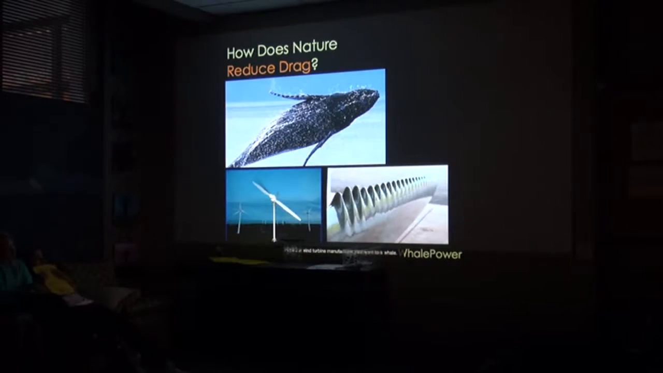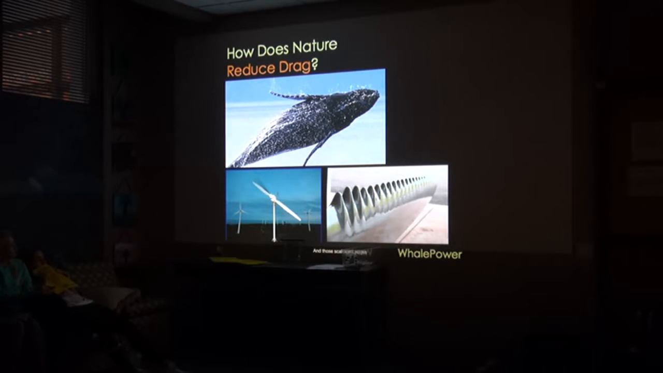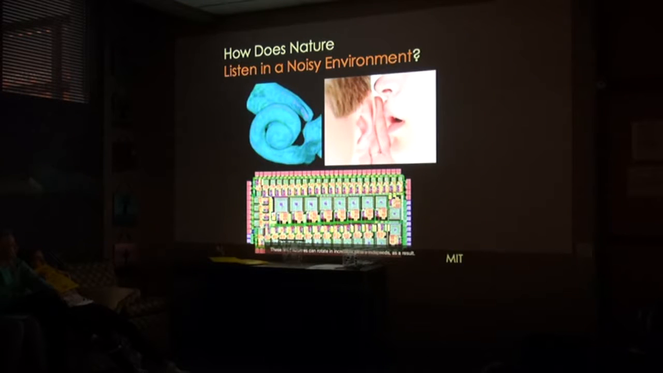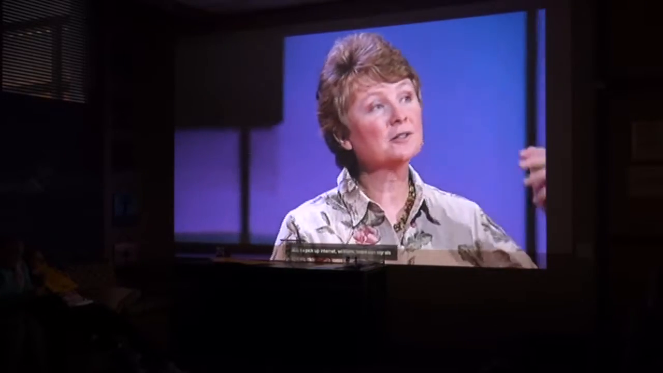Here's a wind turbine manufacturer that went to a whale. Humpback whale has scalloped edges on its flippers, and those scalloped edges play with flow in such a way that it reduces drag by 32%. These wind turbines can rotate in incredibly slow wind speeds as a result. MIT just has a new radio chip that uses far less power than our chips. And it's based on the cochlea of your ear, able to pick up internet, wireless, television signals, and radio signals in the same chip.